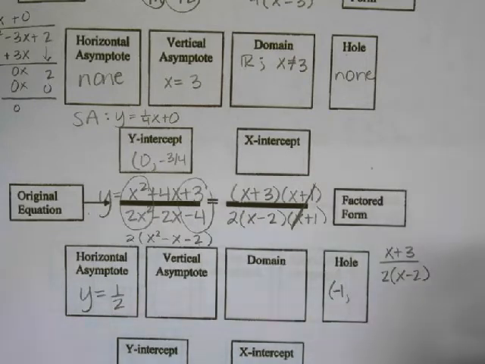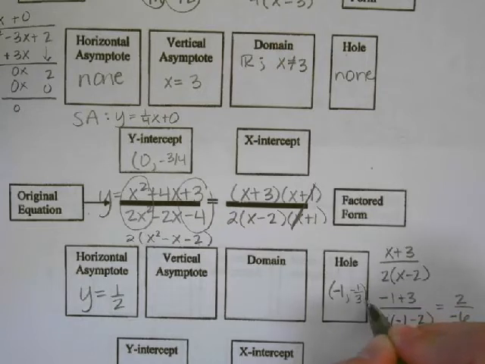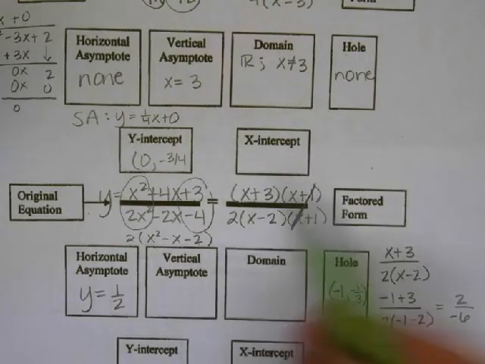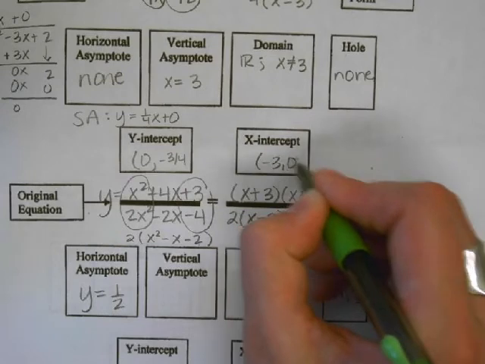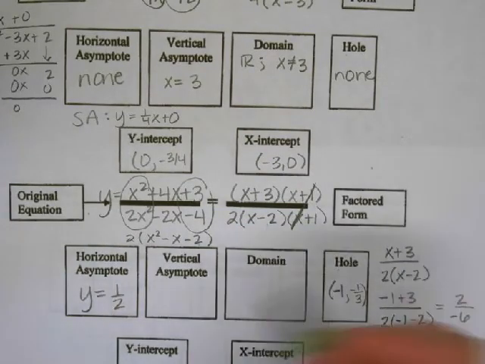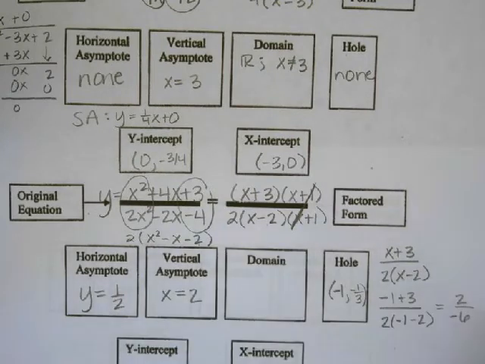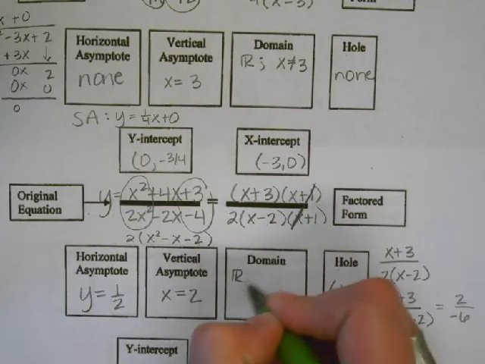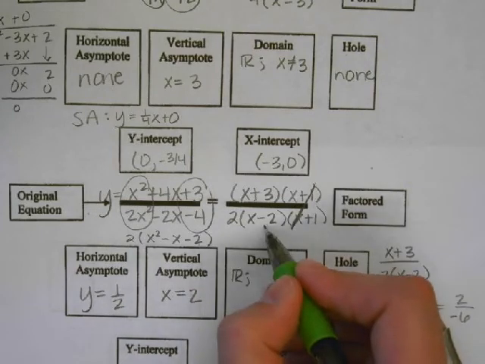And so that means that if I plug in -1, I'm left with 2 on the top and 2 times -3 on the bottom, which is -6. And so that leaves me with a y-coordinate of -1/3. So the x-intercept is -3. The vertical asymptote is at +2. And the domain is going to be all real numbers, but I need to skip 2, and I need to skip -1.